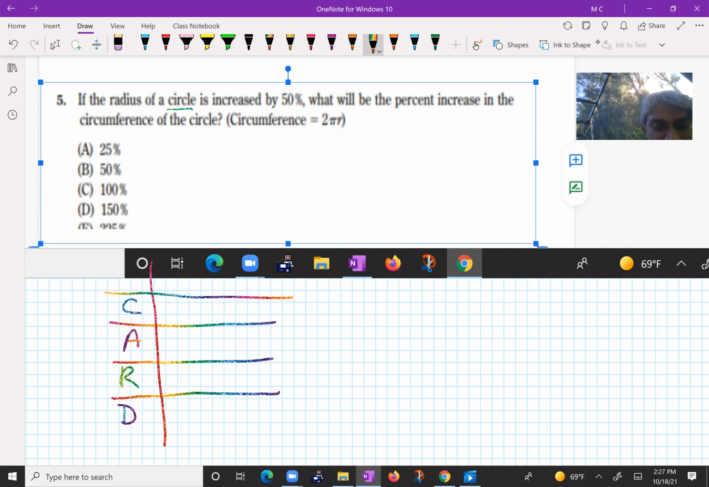Circumference is 2 pi r or pi d. Area is pi r squared, radius is r, and diameter is 2r. And I see students mix up circumference and area sometimes. I see students mix up radius and diameter. If you put it in a card chart, you're not going to make that silly mistake.